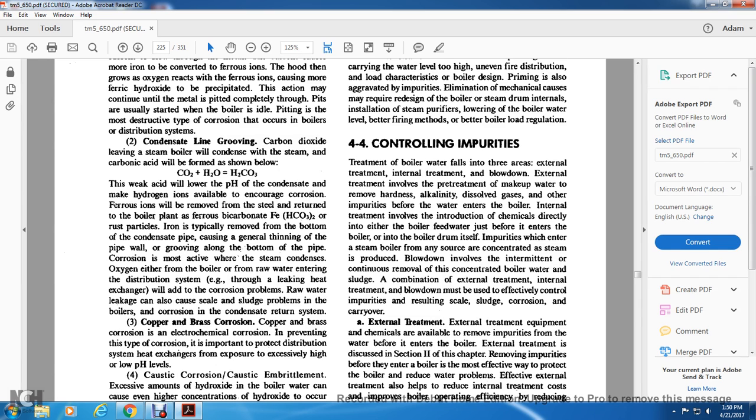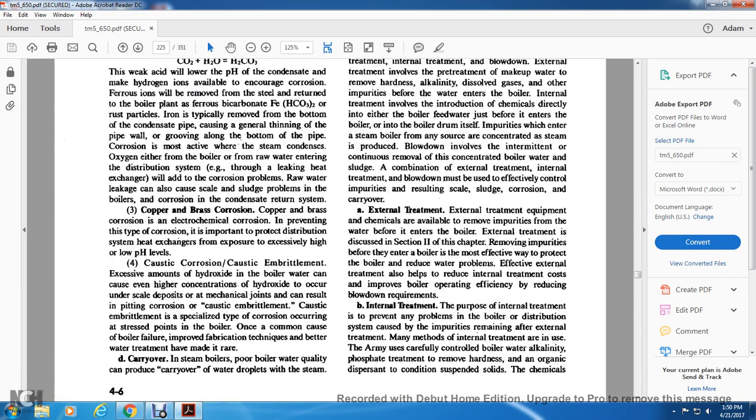or rust particles. Ions are typically removed at the bottom of the condensate pipe, causing general thinning of the pipe wall. Grooving along the bottom of the pipe occurs where corrosion is most active, where the steam condenses. Oxygen, either from the boiler or from raw water entering the distribution system, for example through a leaking heat exchanger, will add to the corrosion problems. Raw water leakage can cause scale and sludge problems in boiler and condensate return systems.